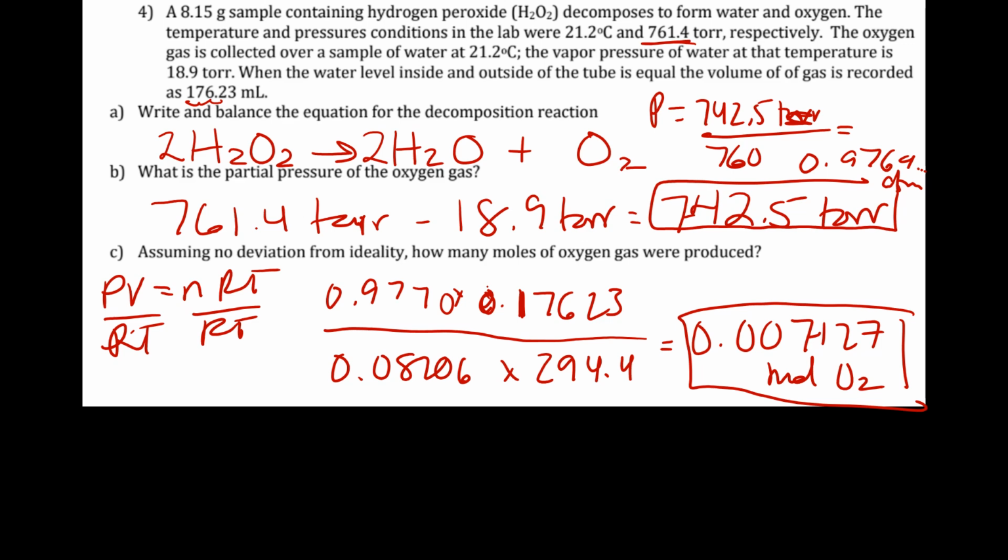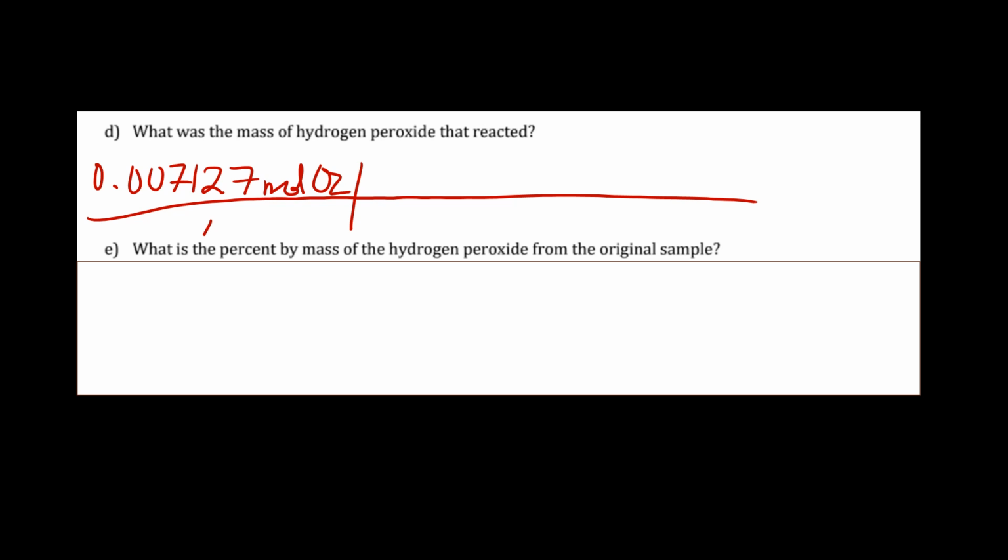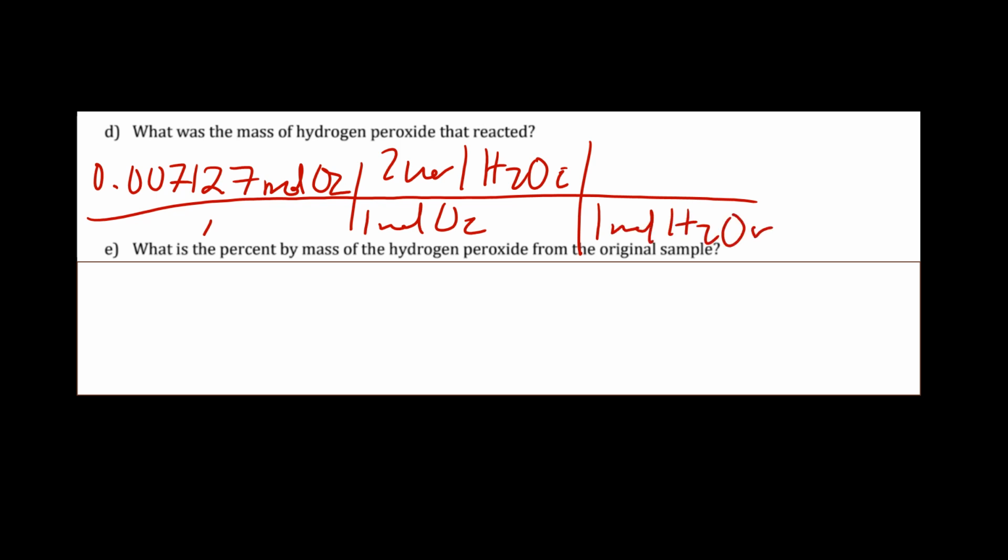0.007127 moles of O2. What is the mass of hydrogen peroxide that reacted? This is an easy one. You're going to take your moles of O2 and convert that over to grams of hydrogen peroxide. 1 mole of O2, 2 moles of H2O2. 1 mole of H2O2 on the bottom. And then on the top, this is 1.008 times 2 plus 16 times 2.